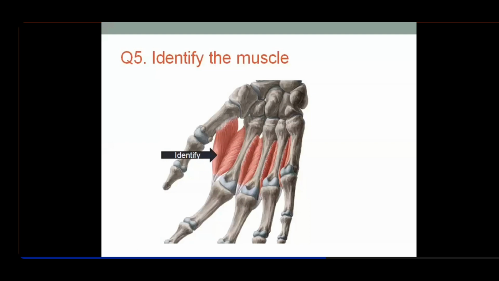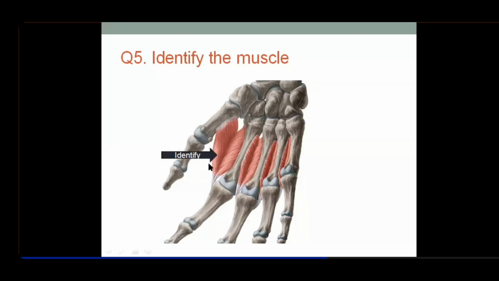Because palmar interossei, all of them are unipinnate. Lumbricals arise from the tendon of flexor digitorum profundus, and in case of lumbricals, they don't have a bony origin, first of all, and the medial two are bipinnate, the lateral 2 are unipinnate.